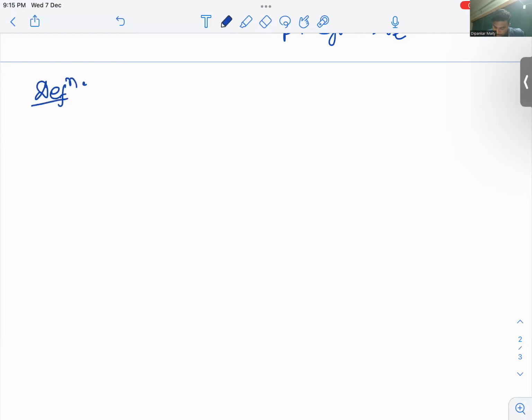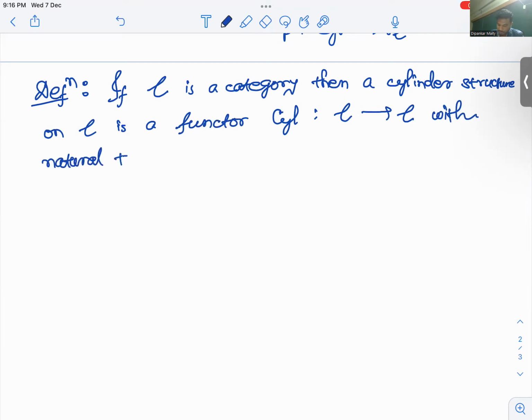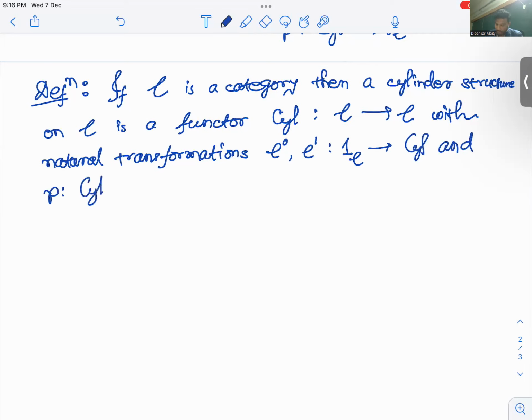So the modified definition is as follows: if C is a category, then a cylinder structure on C is a functor, the cylinder, from C to C, with natural transformations E0 and E1 from the identity on C to the cylinder, and a projection natural transformation from the cylinder functor to the identity.